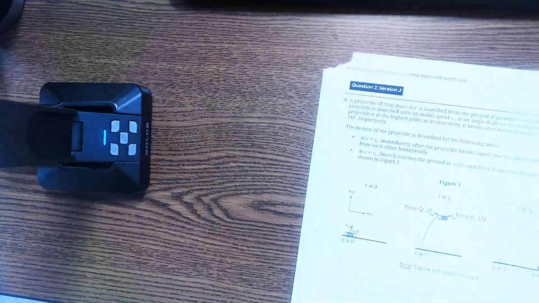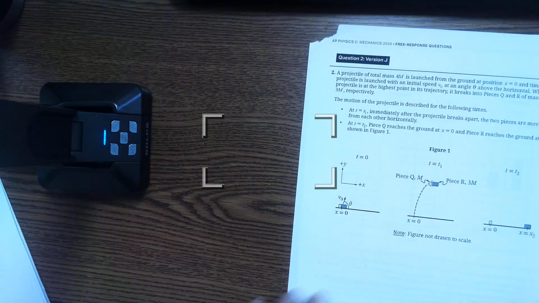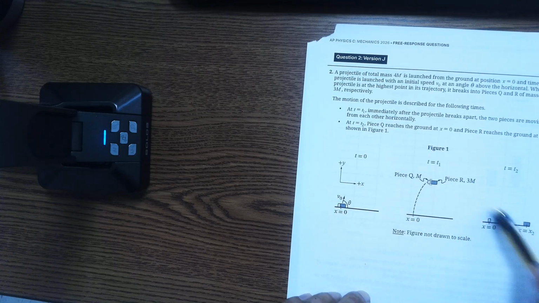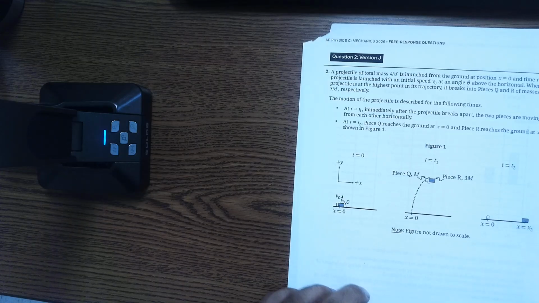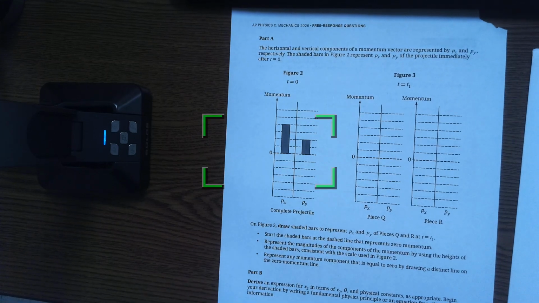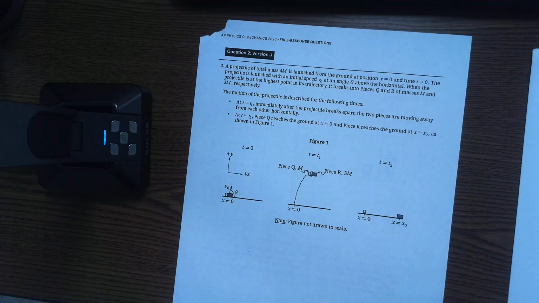All right. So we do have this scenario right here, where you have one block, total mass 4m. It goes up to the top, and then it's going to split, and it looks like Q goes back to the original position, and R does not. All right. So we have to sketch the momenta of pieces Q and R at time t1, which is at the collision.